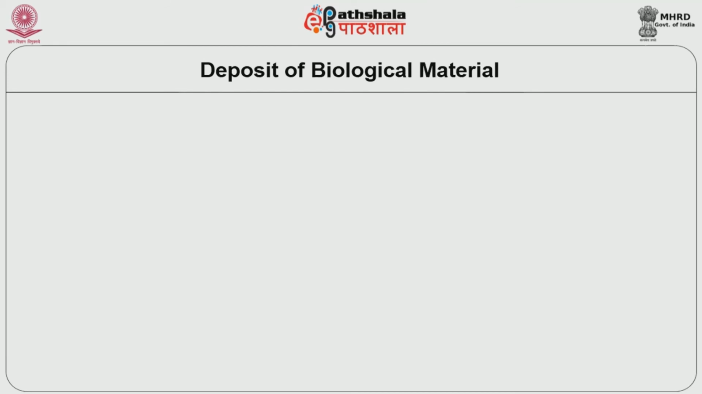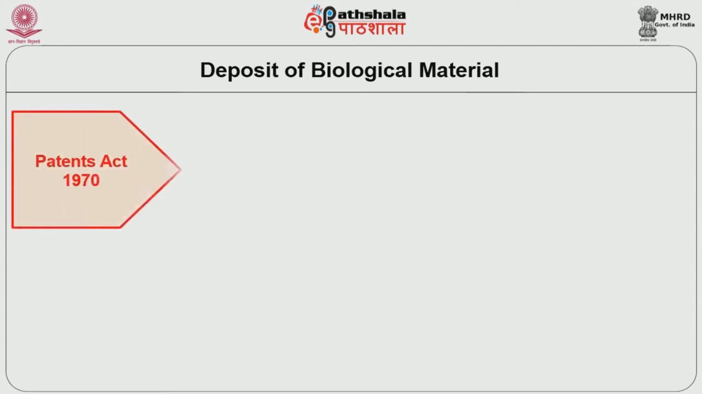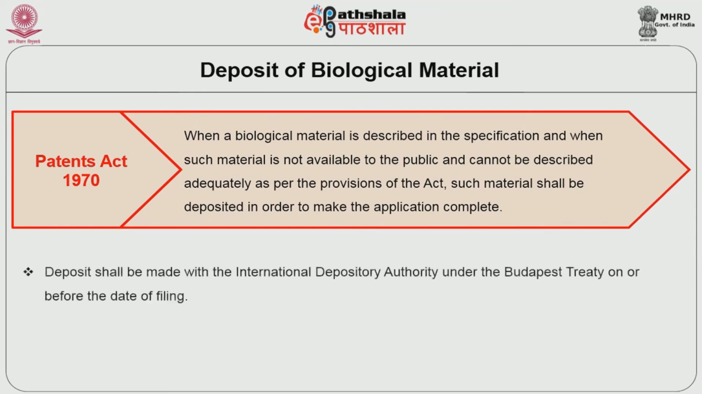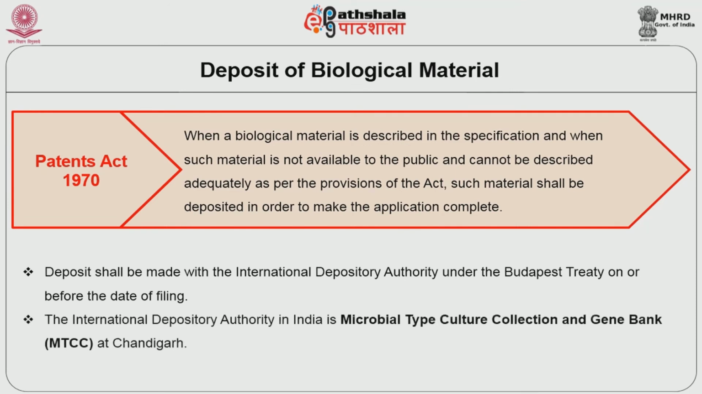Then coming to some inventions relating to agriculture or botanical inventions which may use biological material. In the provisional specification or complete specification, we have to give the details about the materials used in the invention. If such material is used, it has to be deposited with the competent authority. The deposit has to be made in the International Depository Authority on or before the date of filing. In Chandigarh it is available, the Microbial Type Culture Collection Gene Bank, MTCC. So you can go for filing it.